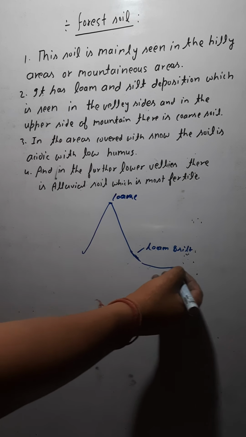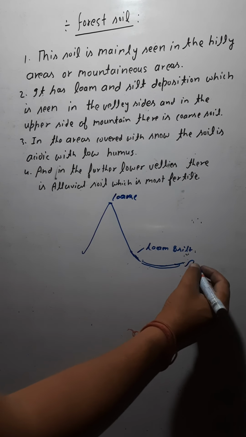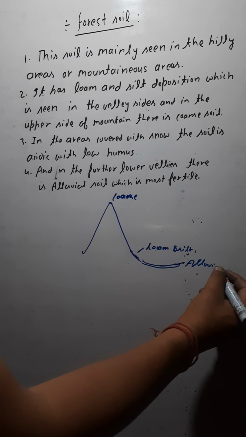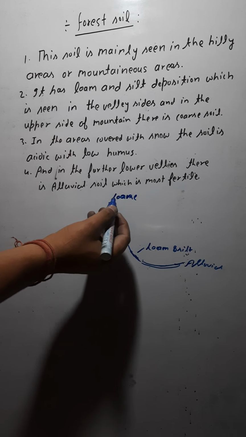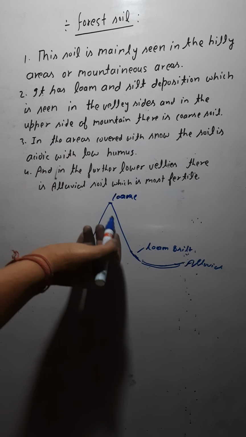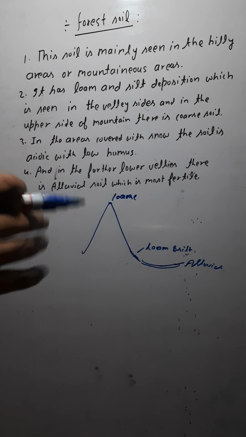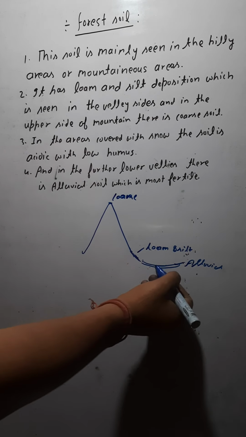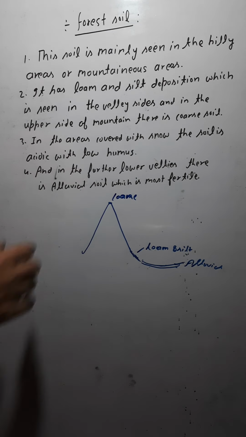Then again, in some further valleys, you would have the alluvial soil, which is most fertile in nature. So let's say this is the mountain. At the top you would have the coarse soil, meaning bigger particles. Then in the valleys downside, you would have the loam and silt, meaning the soil becomes finer. And then in the further valleys, you would have the alluvial soil, which is most fertile in nature. So this is how we can divide the forest soil in the hilly areas.